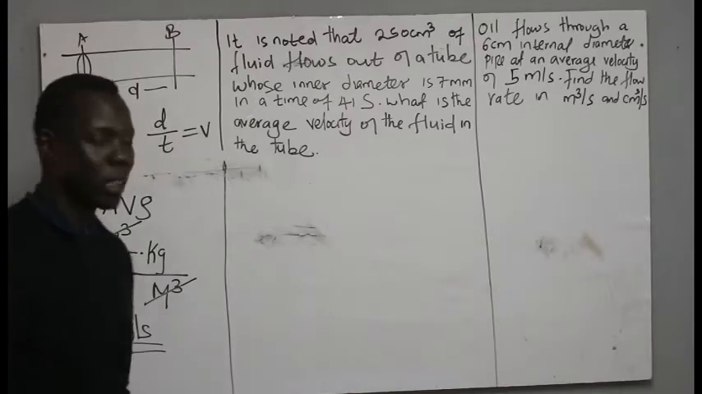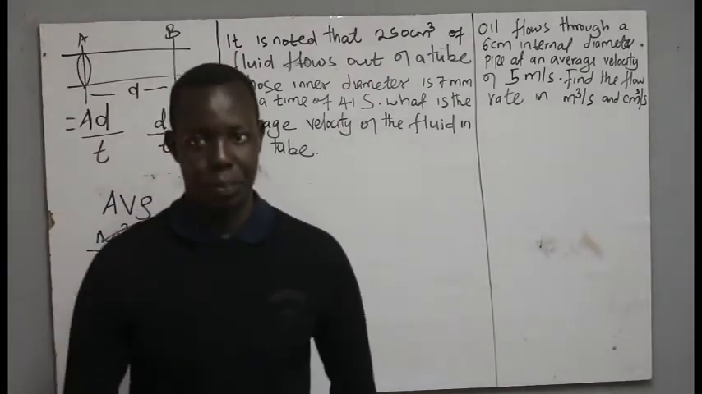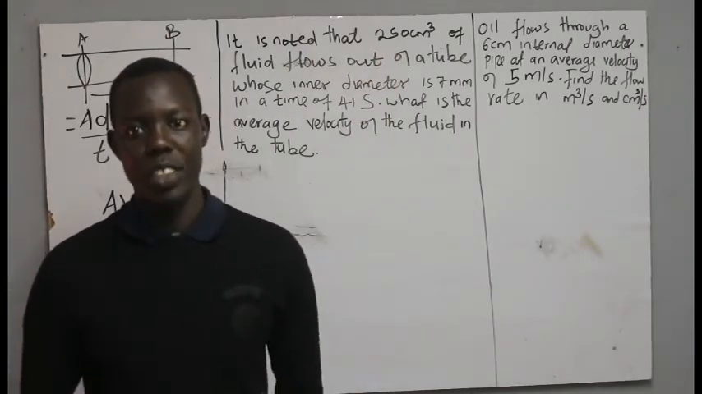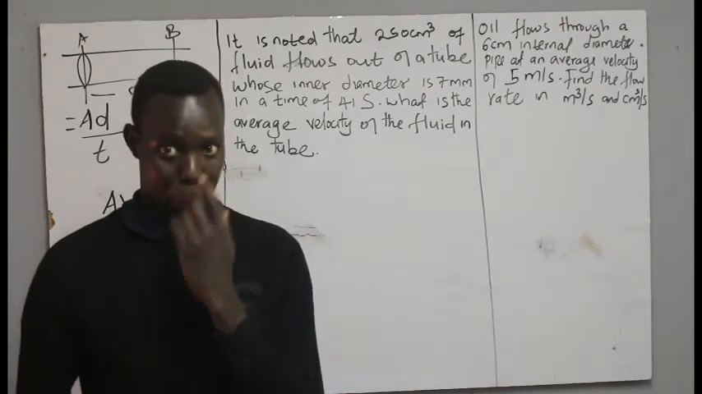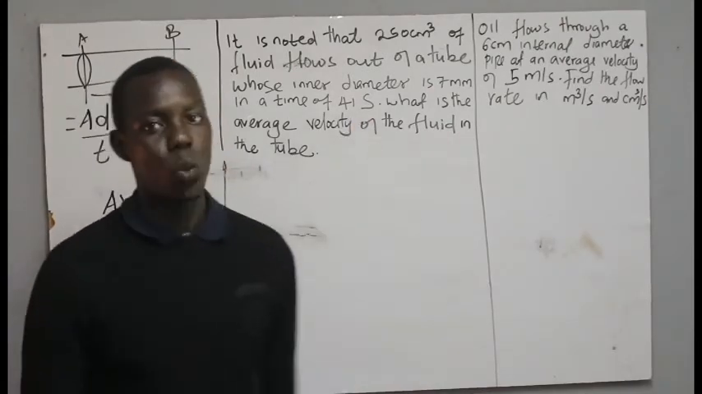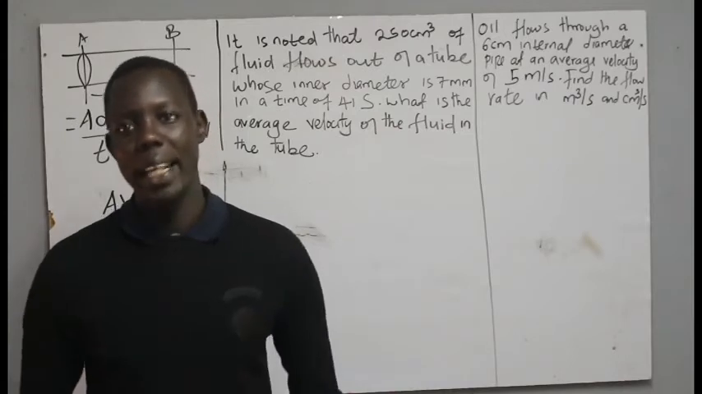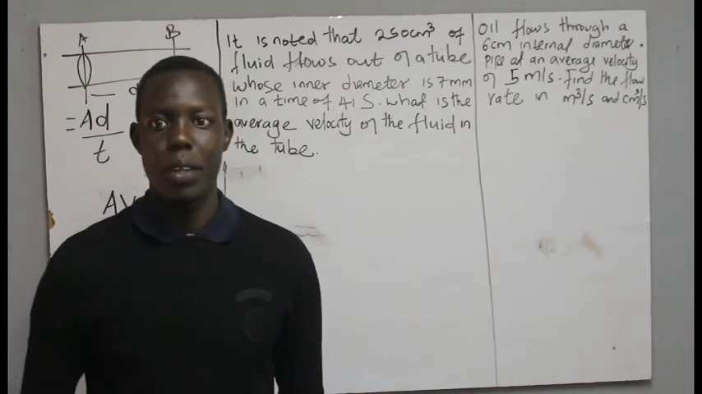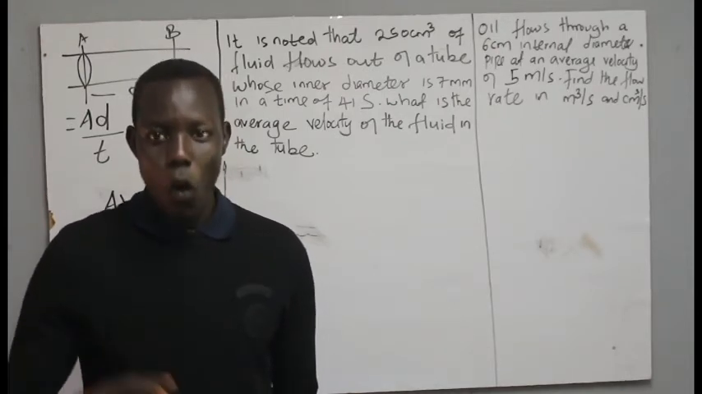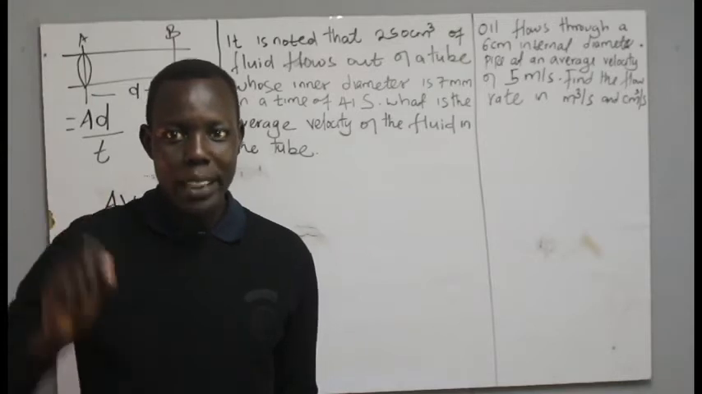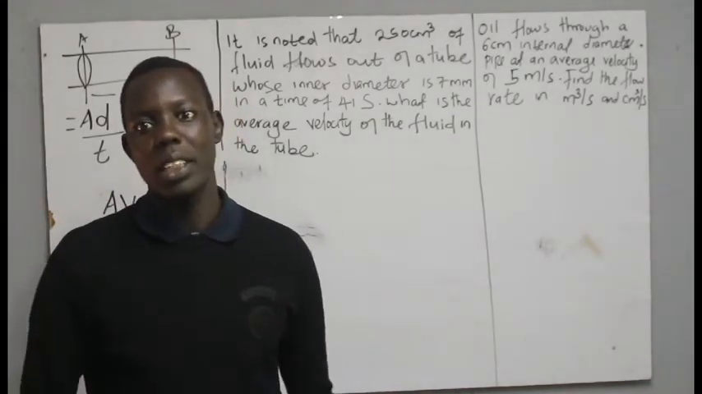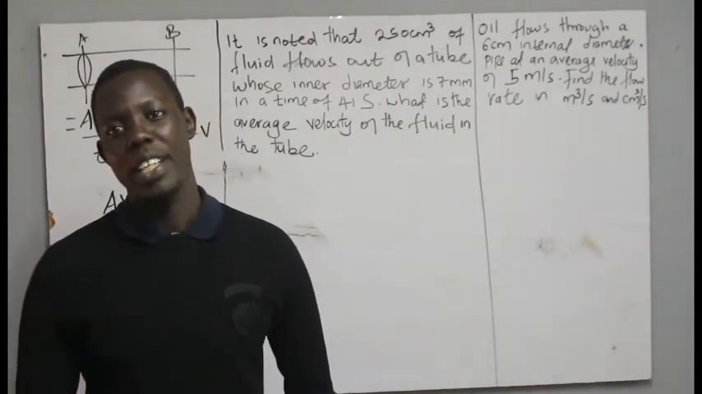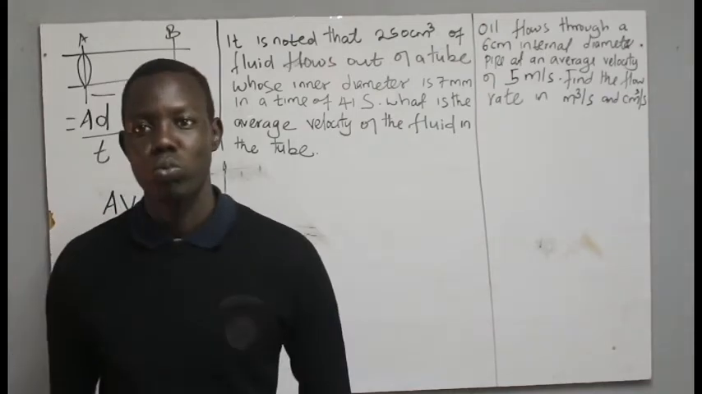What is the average velocity of the fluid in the tube? First of all, we have the volume, which is 250 centimeters cubed. We have time as 41 seconds. So from the two alone, we can get what we call volume flux, because a volume per unit time in a given section gives us the volume flux. So we are well to go now. We can get our volume flux. But also, we need to be very keen when it comes to the units.